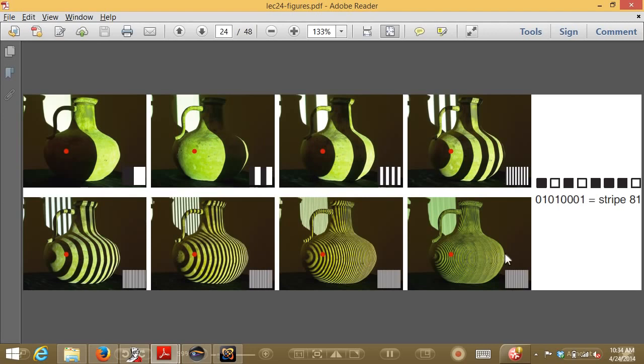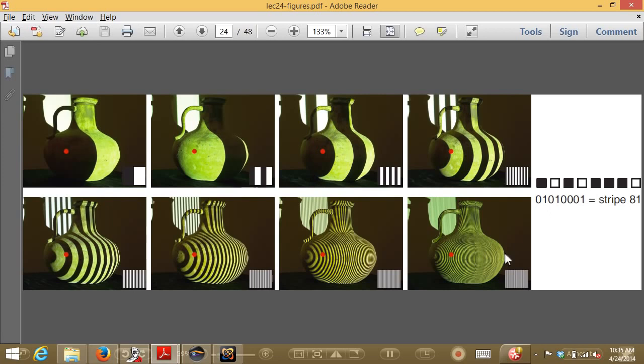If you go back and think about it, the way that I've constructed these patterns means that, for each one of these 256 stripes, the on-off pattern of these 8 images is unique. That's kind of clever, because I don't have to show 256 patterns to get 256 stripes. I have to show log 2 of 256, so I only have to show 8 patterns to get 256, and I would only have to show 9 patterns to get 512, and so on.